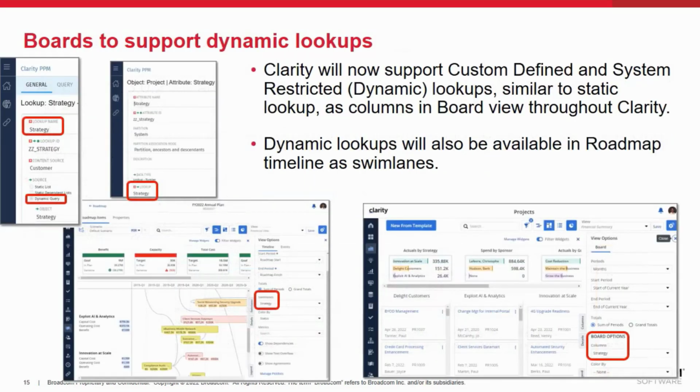Clarity will now support custom defined and system restricted dynamic lookups, similar to static lookups, as columns for your board view throughout Clarity. So anywhere where you have the option to see the data as board view, if that specific object has dynamic lookups for an attribute, you can have your board view columns configured to show using those dynamic lookups. The same dynamic lookup can also be used in the roadmap timeline as swim lanes. The details for the roadmap will be covered in the roadmap training.